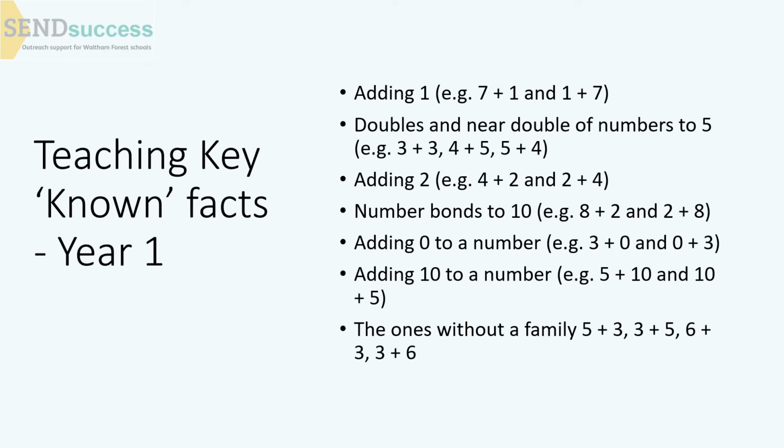This is a summary of the stages taught in progressive order to Year 1 pupils, all facts within 10. So starting with adding 1, then doubles and near doubles of numbers to 5, then adding 2, number bonds to 10, adding 0 to a number, adding 10 to a number, and then the ones without a family. So these pairs of facts are the only ones which don't fit in any of the other families, though the last two can be related to counting in threes here.